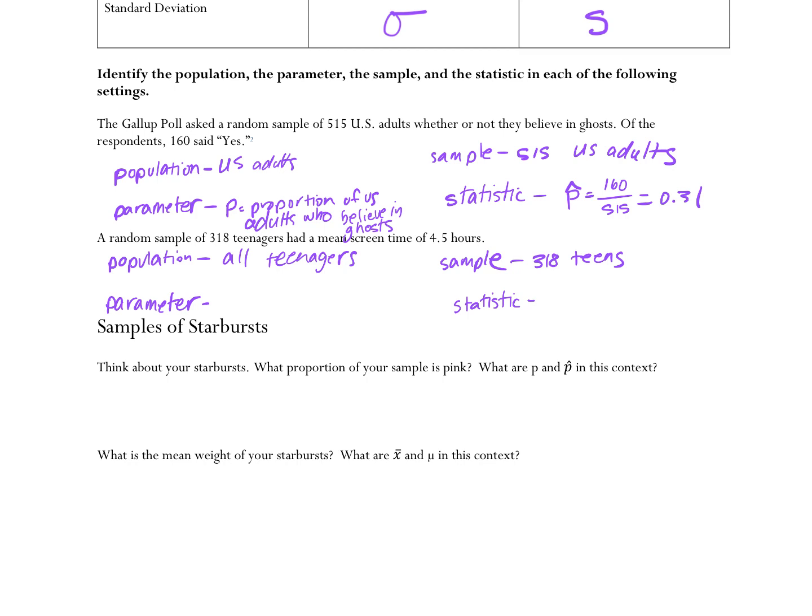It's not going to be a proportion. We're going to use mu in this case. We're going to describe mu as the population mean screen time. And the statistic is going to be X bar, which happens to equal 4.5 hours.